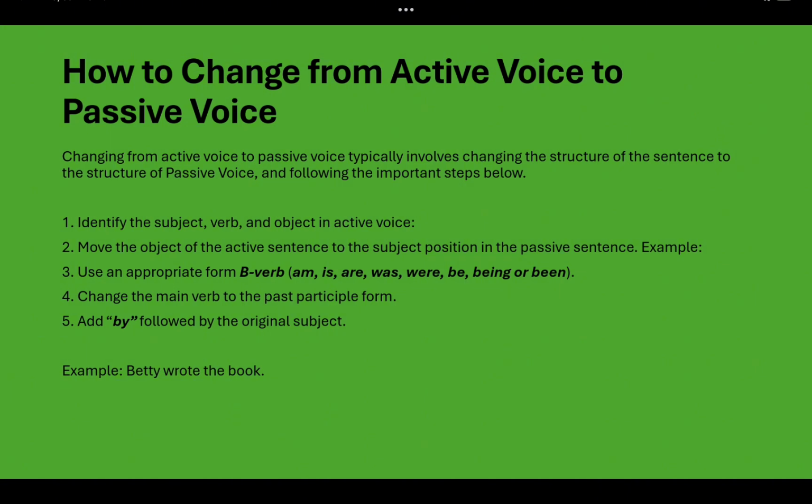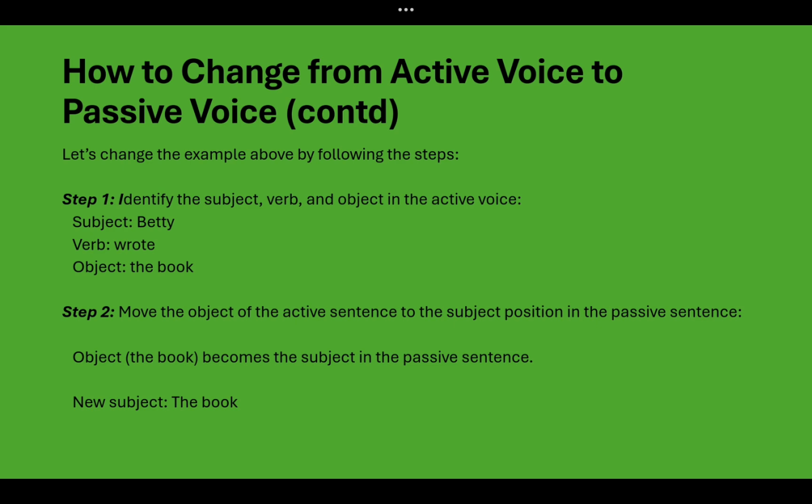Example: Betty wrote the book. Let's change the example above by following the steps. Step 1. Identify the subject, the verb, and the object in the active voice. The subject is Betty, the verb is wrote, and the object is the book. Step 2. Move the object of the active sentence to the subject position in the passive sentence. The book, which is the object, becomes the subject in the passive sentence. Therefore, the new subject is the book.